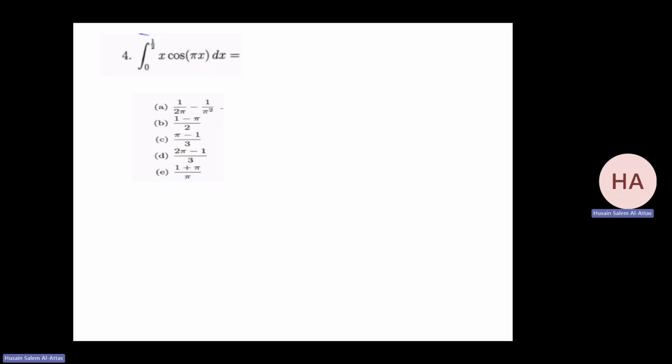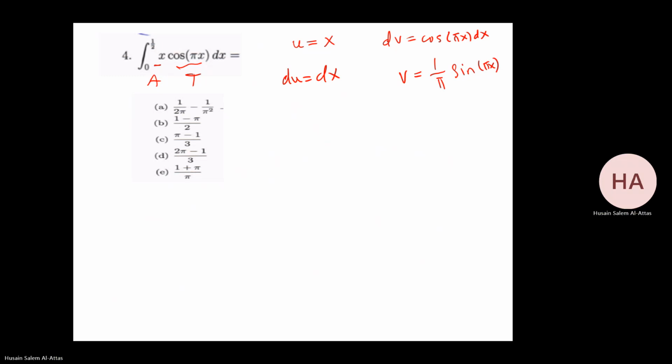Okay, x cosine pi x. If you think about it like that, this is an A and this is a T. So for sure I will take u as x and dv will be cosine pi x dx. Be careful about this pi. So du will be dx, and v is the integral of this, which is 1 over pi sine pi x, where if I differentiate this, I will get this.